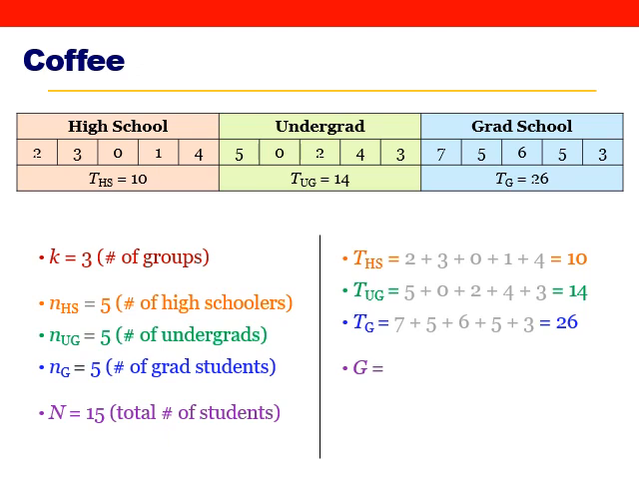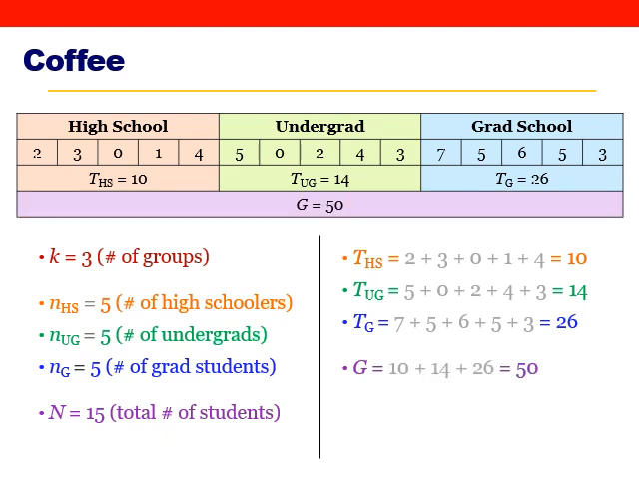To calculate the value of G, which is our grand total, we could either add up all 15 of the individual scores, or we could add up the 3 T's that we just calculated, and in either case, we should get the same result. So if we add up 10 plus 14 plus 26, adding the 3 T's together gives us our grand total G, which is 50. In other words, the 15 participants in our study combined drink 50 cups of coffee per week.